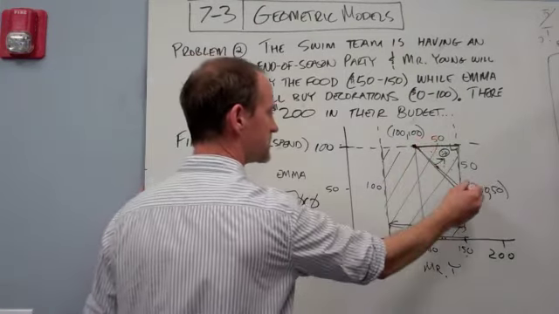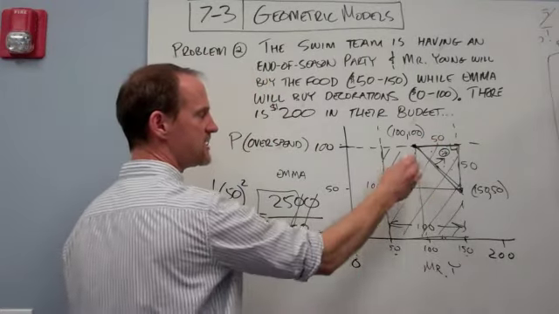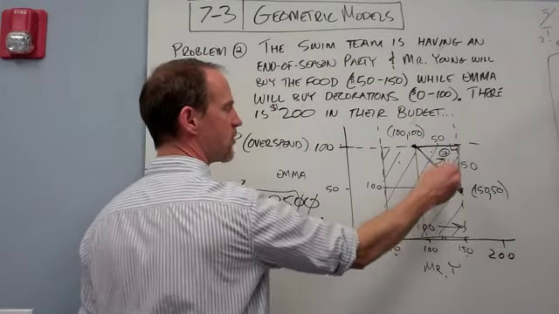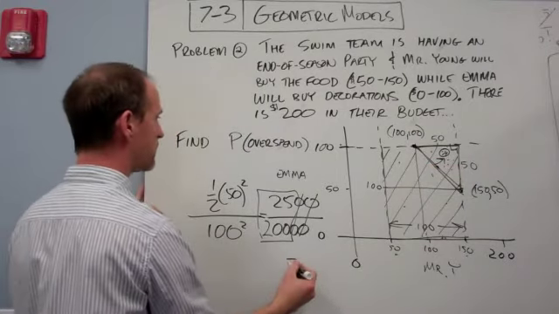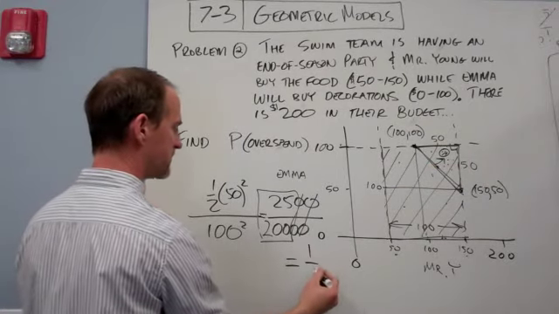Another way to think about it is just to draw it like this. You can see each one of these is a quarter, and that's half of a quarter, so that's 1/8. So that would be the probability that they overspend: 1/8.